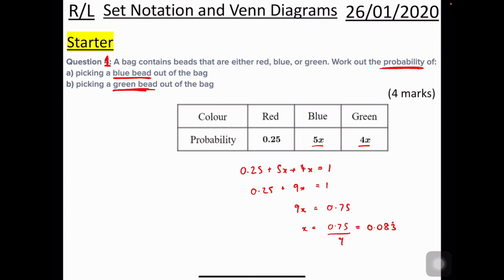Picking a blue bead out of the bag, the probability is 5x. So I'm going to write 5x. 5 multiplied by this answer here gives us 0.416 recurring. And 4 multiplied by x is 0.3 recurring.